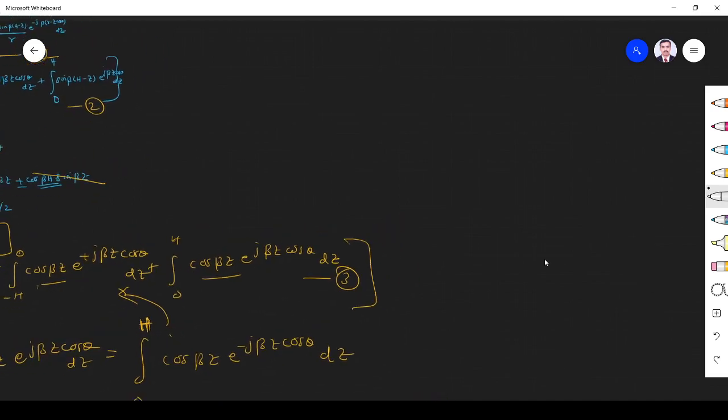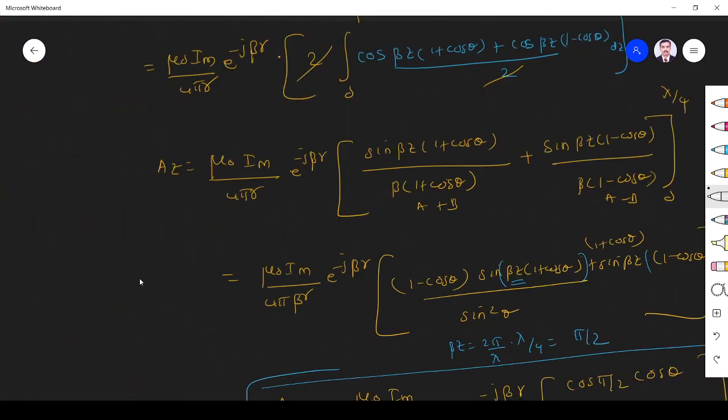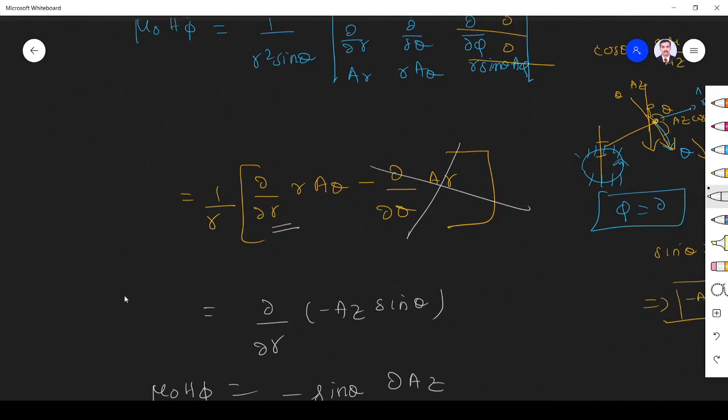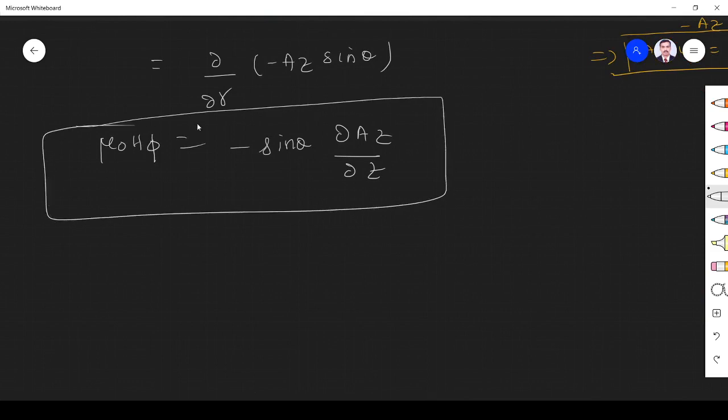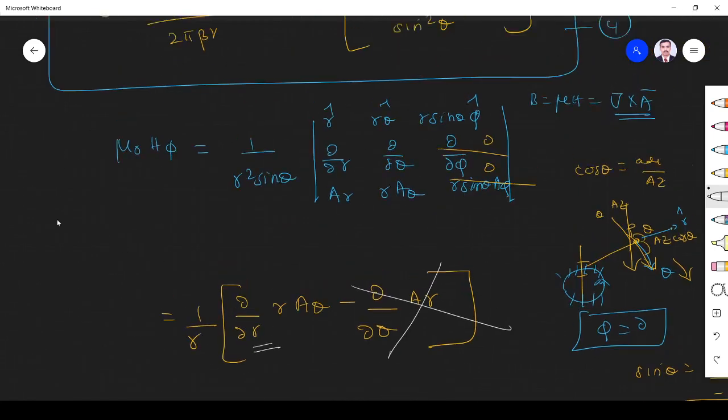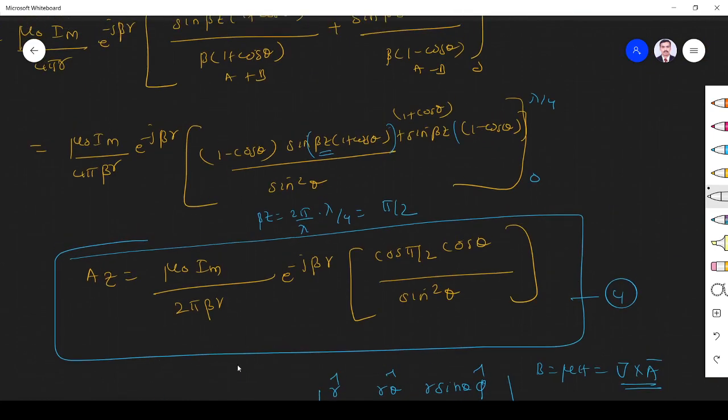Sorry, the derivation is tedious but easy only, right? Okay, now μ0 H_phi is equal to minus sin theta A_z. Now we got everything, right? So μ0 H_phi, so minus sin theta ∂/∂r, instead of A_z we have to substitute the A_z value here, right? We found the A_z value. This is what our A is, right?